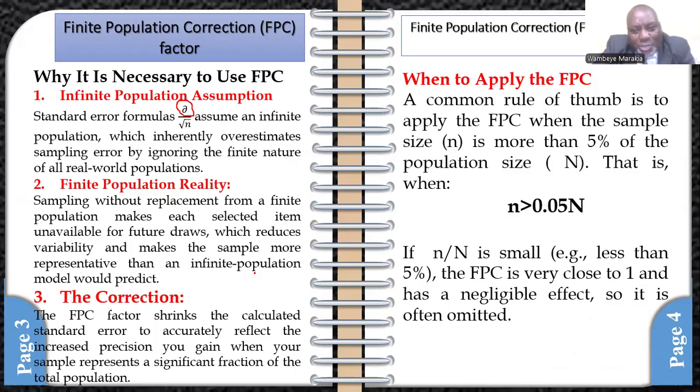You will take the sample size and divide by the entire population, n over capital N, sample size over the population. When it's smaller than 5%, then we say that FPC, that's finite population correction, is very close to 1 and has negligible effect. So it is often omitted. We don't use it.